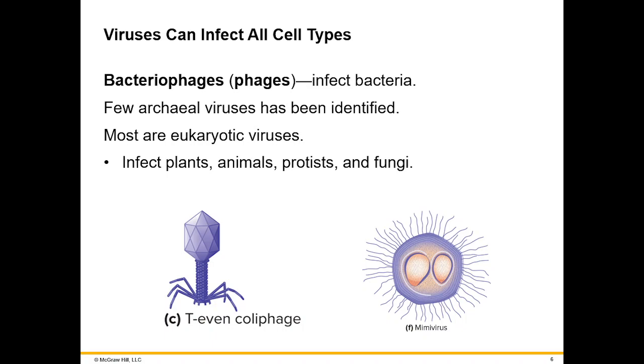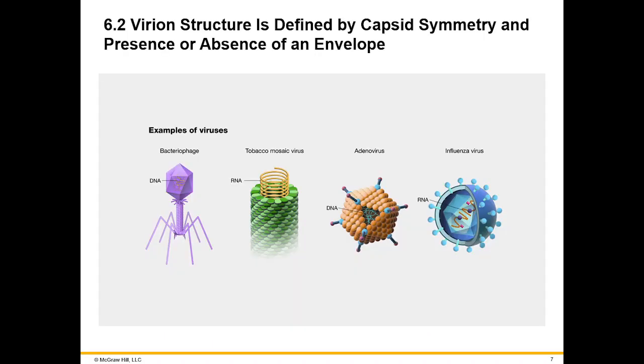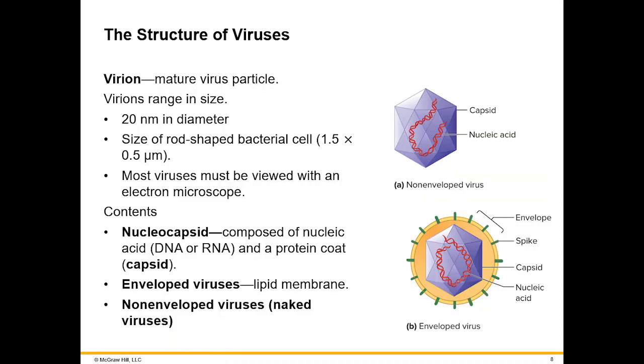Here is an example of a phage. This is a T-even coli phage. The virion structure is defined by its capsid symmetry. The capsid is their outer covering, and it is symmetrical, and it either has the presence or absence of an envelope. An envelope is a structure surrounding the capsid. For example, this is the adenovirus with only the capsid, and this is an enveloped virus, with the capsid inside surrounded by an outer envelope. In fact, the SARS-CoV virus is an enveloped virus.